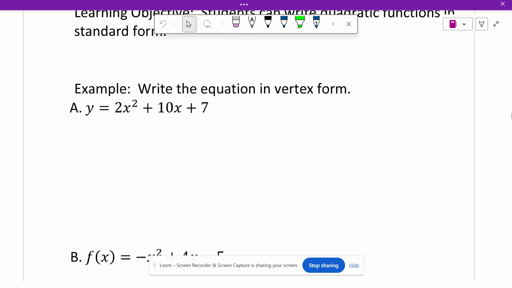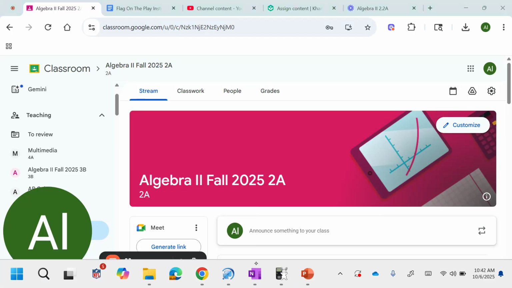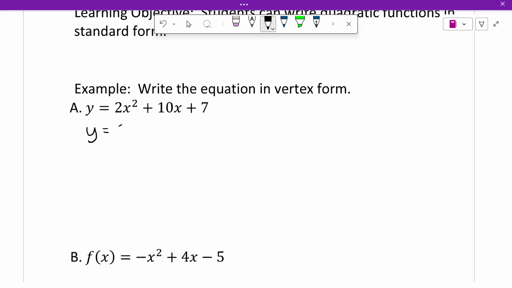Okay. So, first thing we do is if there's anything in front of the x, we pull it out. So this becomes x squared plus 5x plus 7 halves. The 2 comes to the outside, so we factor out a 2. So basically, we divide each of these things by 2. By factoring it out, we divide each of those by 2.